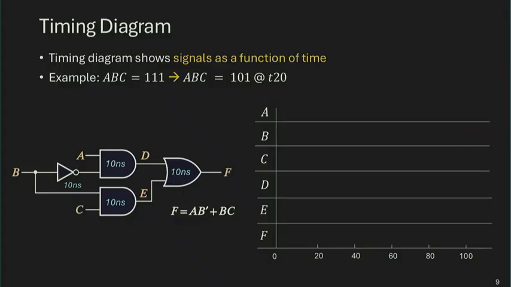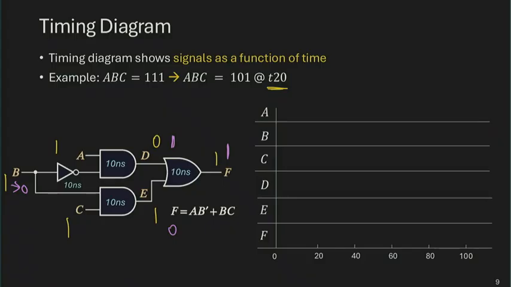So in this case, my initial input is 1, 1, 1, which will make this a 0, this a 1, output is a 1. That is my initial condition. And let's say at time 20, I change my input to 1, 0, 1. So B goes from 1 to 0. At that point, the top signal will evaluate to 1. The bottom one becomes a 0. The output remains a 1. So both of these input conditions produce a 1 at the output. Right. And then let's put that in the timing diagram.